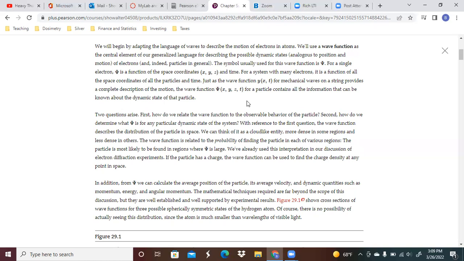For the first question, the wave function describes the distribution of the particle in space. And it's going to be something that looks like a cloud. It's going to be more dense in some regions and less dense in others. And the wave function is related to the probability of finding the particle in each of the various regions. In other words, each part of the region is going to have a probability that the electron is there.